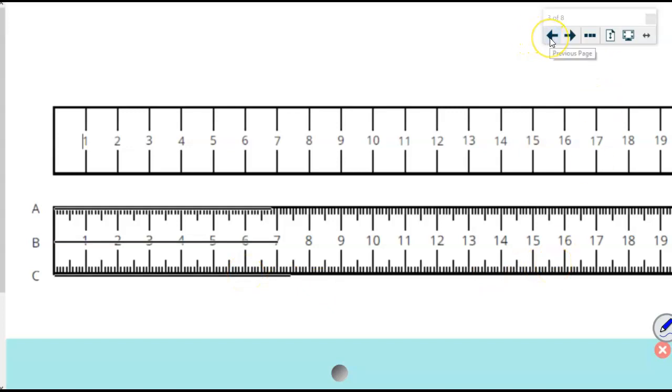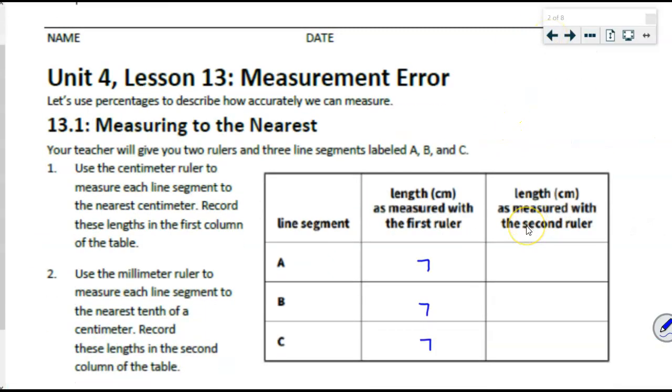Okay, and what did you get in class? Let's fill out that table. Line segment A to the nearest millimeter or 1/10 of a centimeter. What did you get? Go ahead, Trace. Yeah, 6.7 centimeters. What about line segment B to the nearest 1/10 of a centimeter?